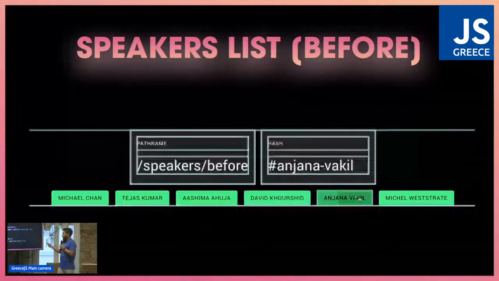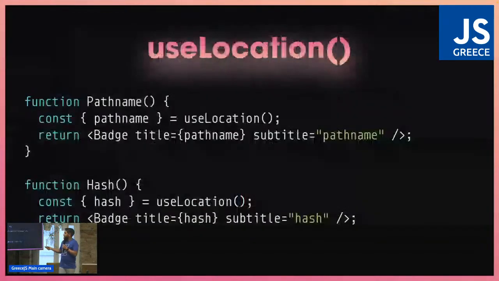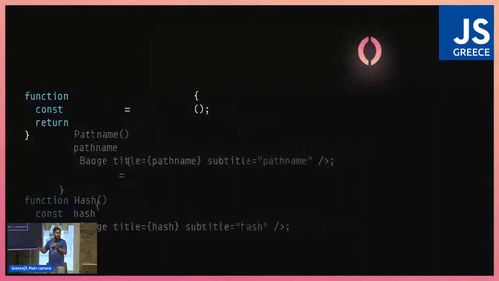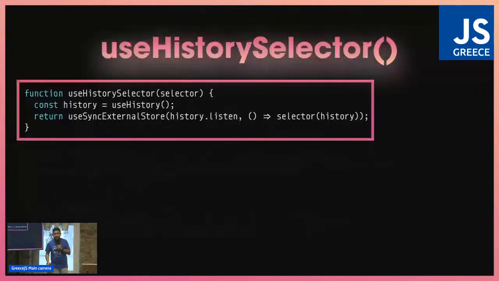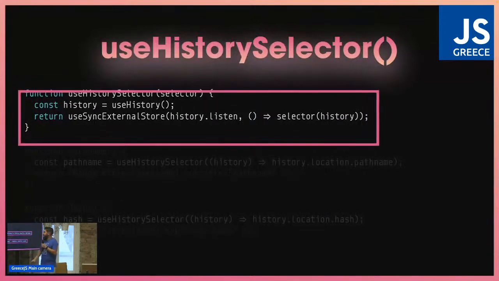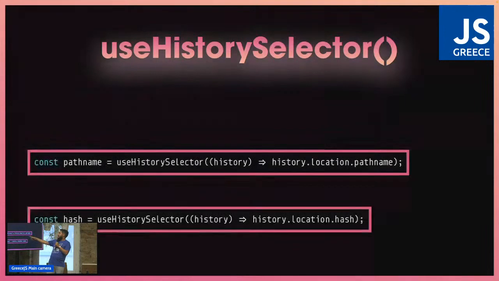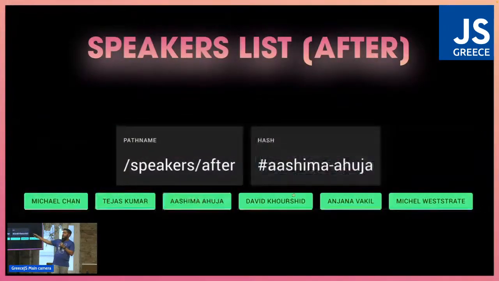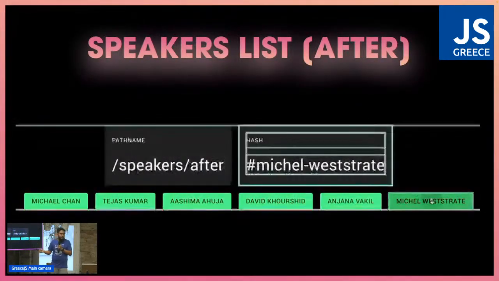So how could I change this? I could, for example, build my useHistorySelector hook that is under the hood using useSyncExternalStore, and use that at a later point in time by passing the location pathname or the location hash. And the result is that now the only component that's re-rendering is the hash one and not the pathname, as we want.